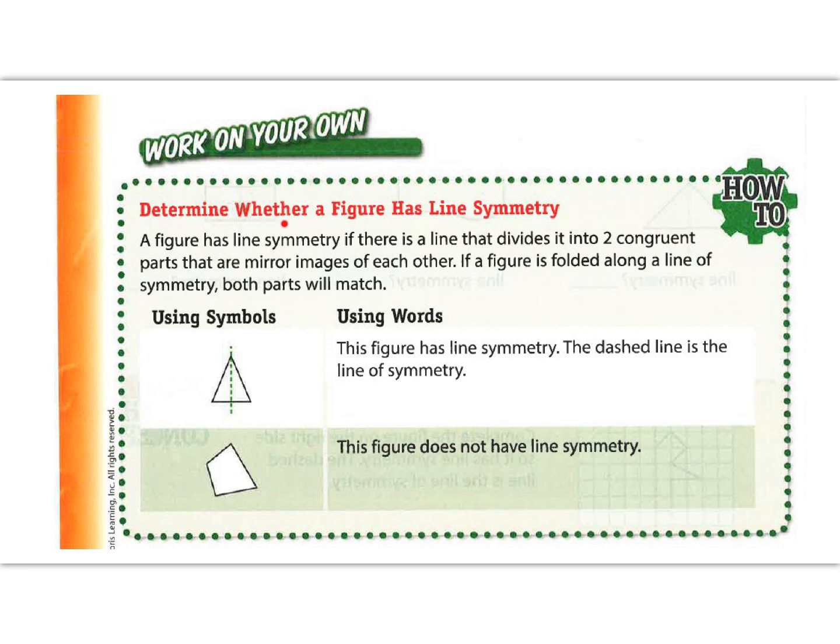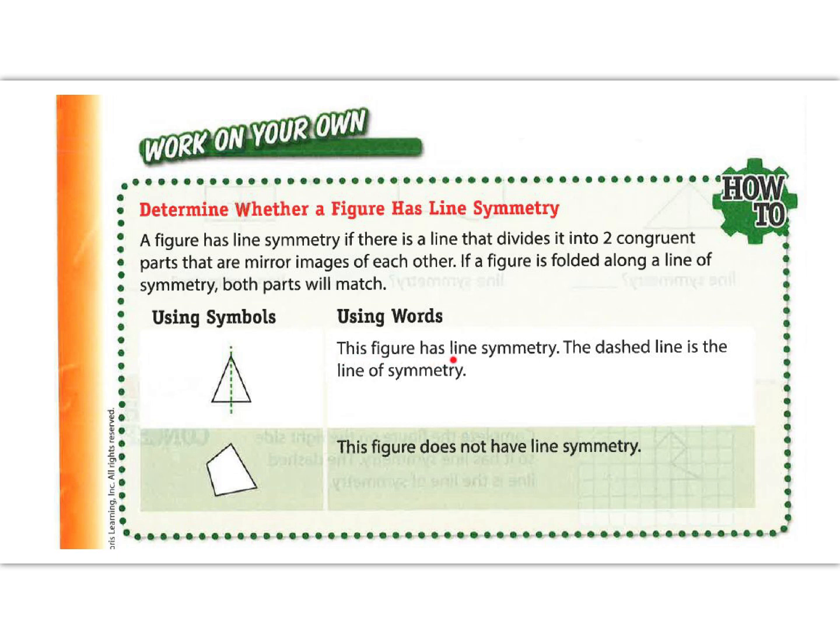This says, determine whether a figure has a line of symmetry. A figure has a line of symmetry if there is a line that divides it into 2 congruent parts that are mirror images of each other. If a figure is folded along a line of symmetry, both parts will match. So that's what we've been talking about. So here's a line of symmetry.